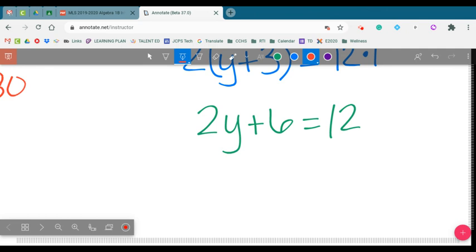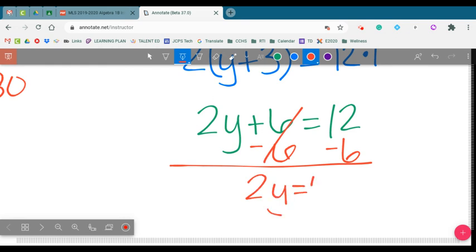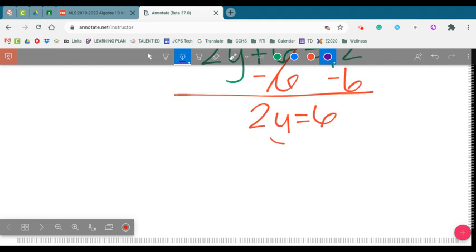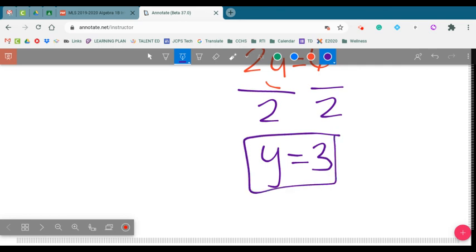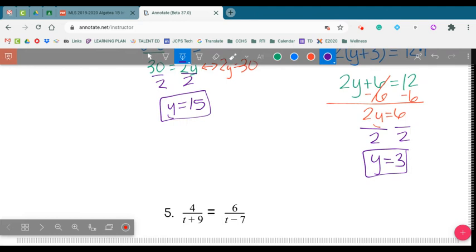Next, we're just going to use our same steps to solve. So I'm going to subtract 6 on both sides. I'm going to get 2y equals 6. And then my last step is to divide by 2. I'm going to get y equals 3. And that is my final answer on that.